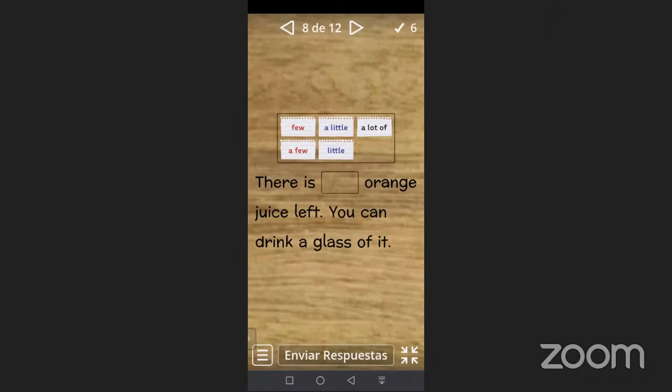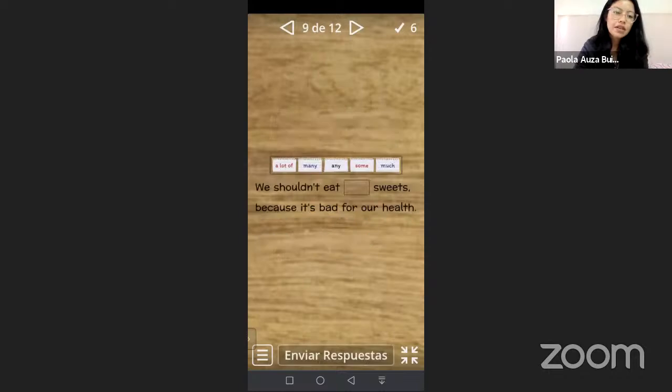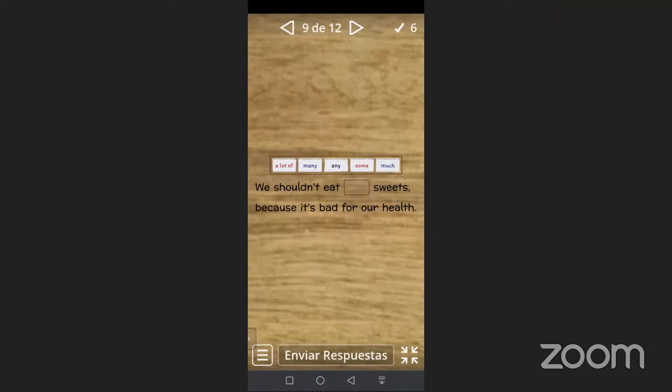There is a lot of orange juice left. You can drink a glass of it. All right. It wasn't meaning like a lot of. No, it was more specific because it says one glass. Yes.